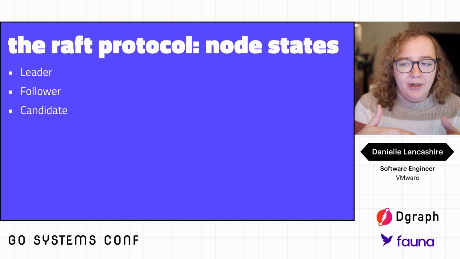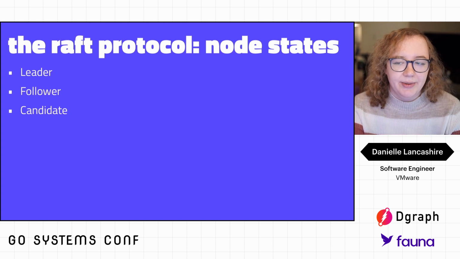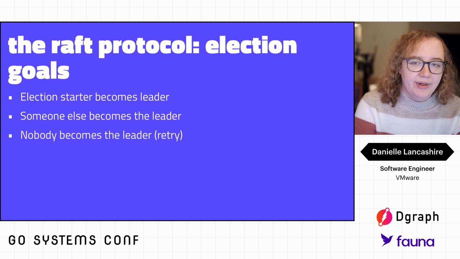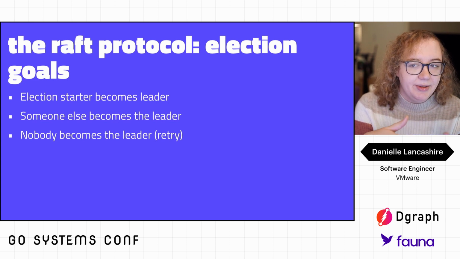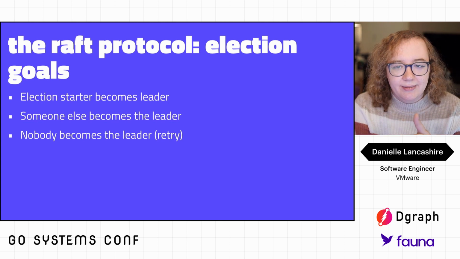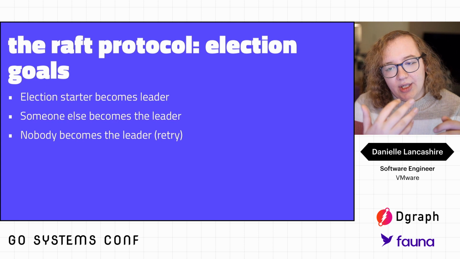So our friendly little node comes along and asks everyone, hey, please vote for me, I'm going to go do the things. And there are 3 end goals we can have during this election. Either the initiator wins the election and becomes the new leader, someone else wins the election and becomes the leader, or nobody becomes the leader because we can't reach consensus and we retry until we can.